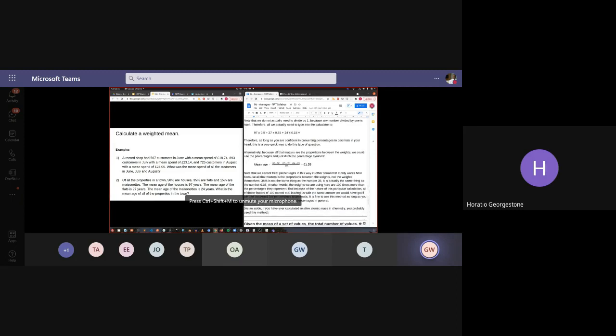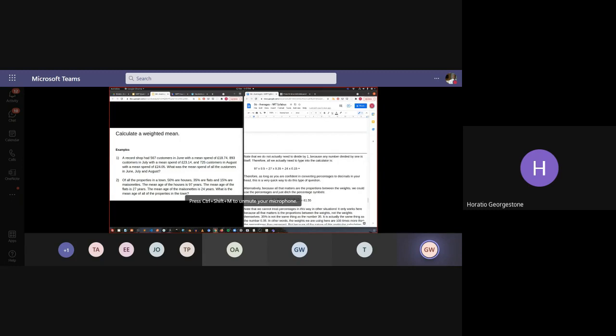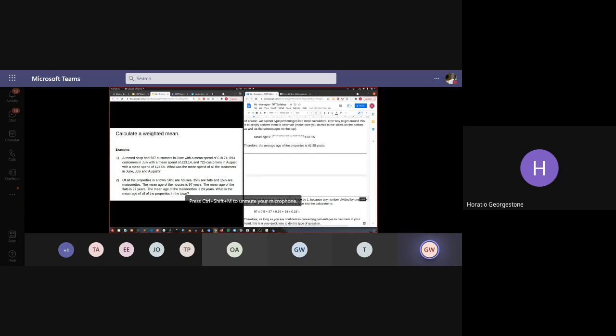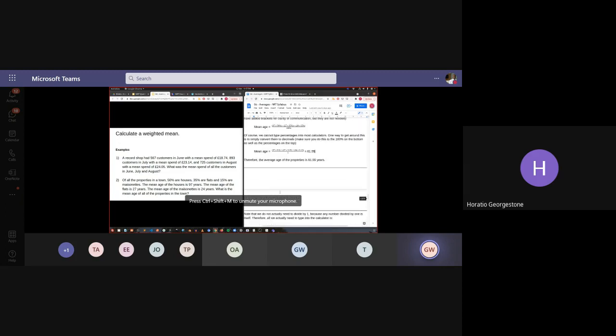Alternatively, we could just use this form and just drop the percentage symbols. So instead of 50%, we just use the number 50, 35% we use 35, and so on. Now, this doesn't mean that in general in maths, you can think of 50% and 50 as equivalent to each other. They're not. In fact, 50%, the number which is equivalent to 50%, is 0.5. That's why we use 0.5 here.